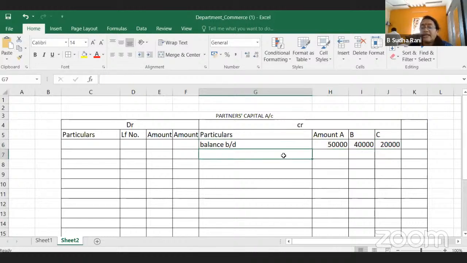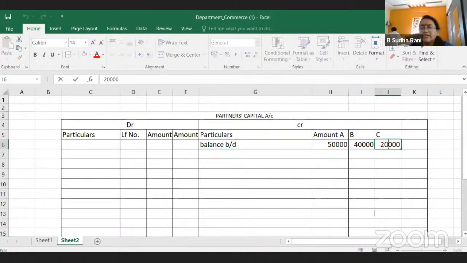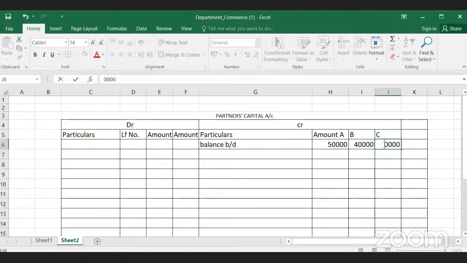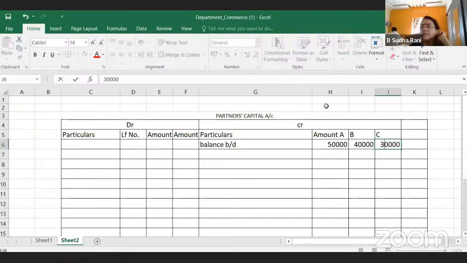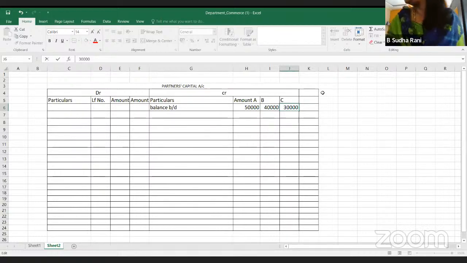Next, on credit side, remember, ma'am, children, their 20,000 is 30,000, not 20. Yes, see 30,000. Okay, very good, very good. That's the spirit. Just a minute, I'll close the door. This is coming.